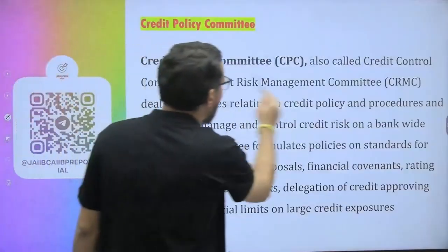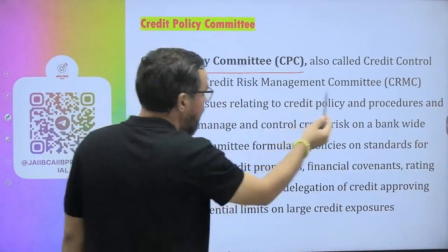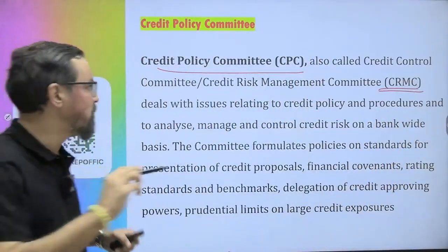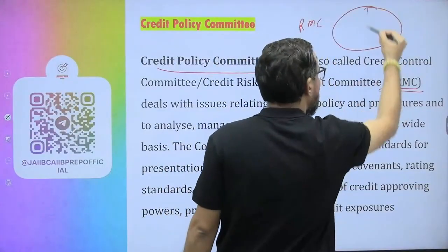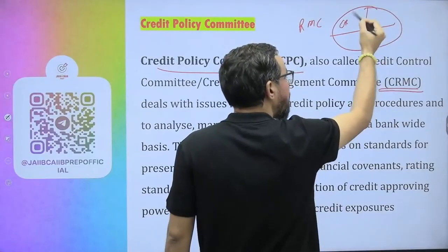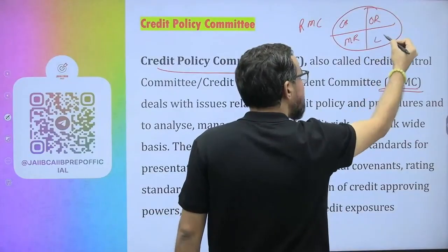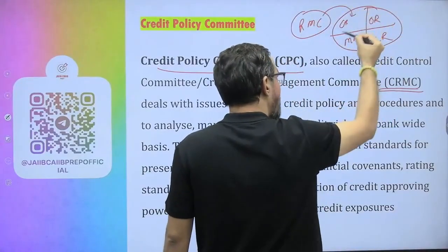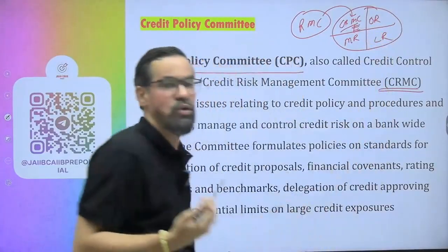Then we have the Credit Risk Management Committee, also known as the Credit Policy Committee. I hope you remember that structure. The Risk Management Committee generally weighs the overall risk. Suppose this is the weight of credit risk, this is market risk, this is operational risk, and this is liquidity risk. Under the Risk Management Committee, we have the Credit Risk Management Committee, and under it we have some subgroups and departments, right?